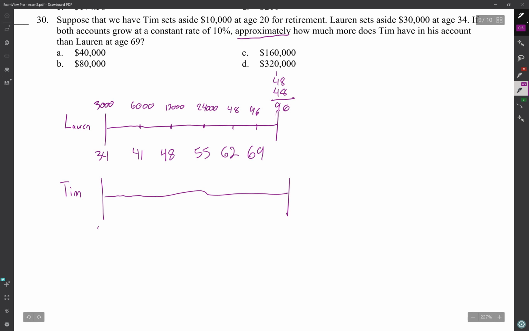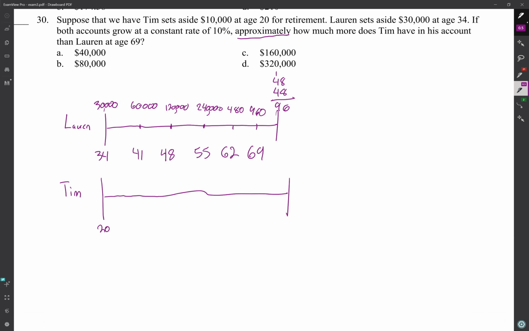All right, so Tim is at 20, and he has set aside $10,000. Oh, there should be another zero on these, by the way. Sorry. So $240,000, $480,000, $960,000. Okay.